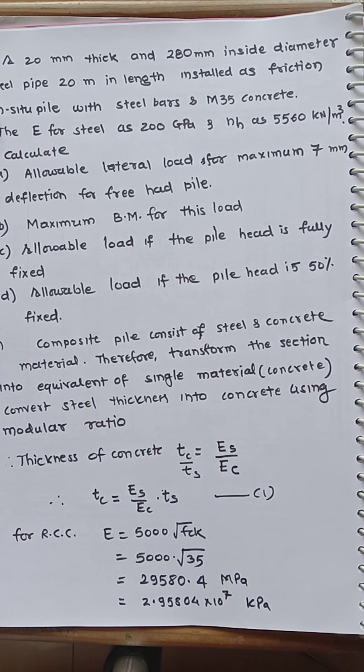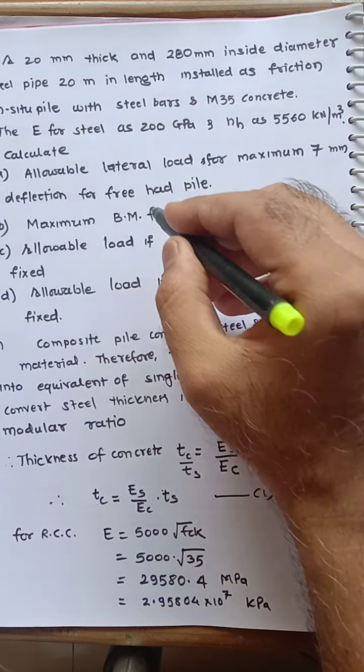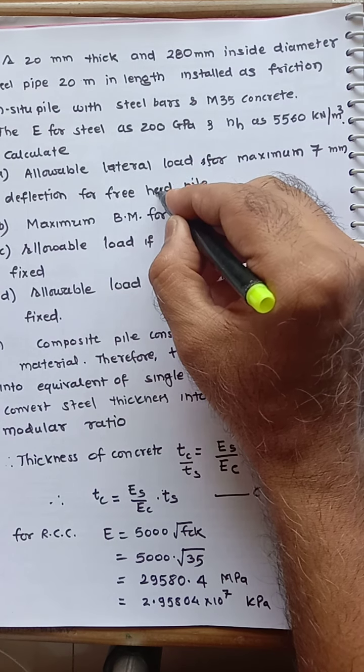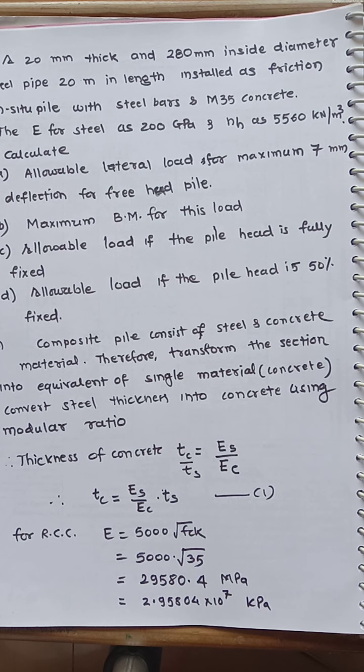So this is a hollow pipe or liner, whose bottom is closed end, and it is cast as RCC. Calculate the allowable lateral load for a maximum 7 mm deflection for a free head pile. Let us go one by one. First part, allowable lateral load for a maximum 7 mm deflection. So here the deflection is given and we have to find out that load.